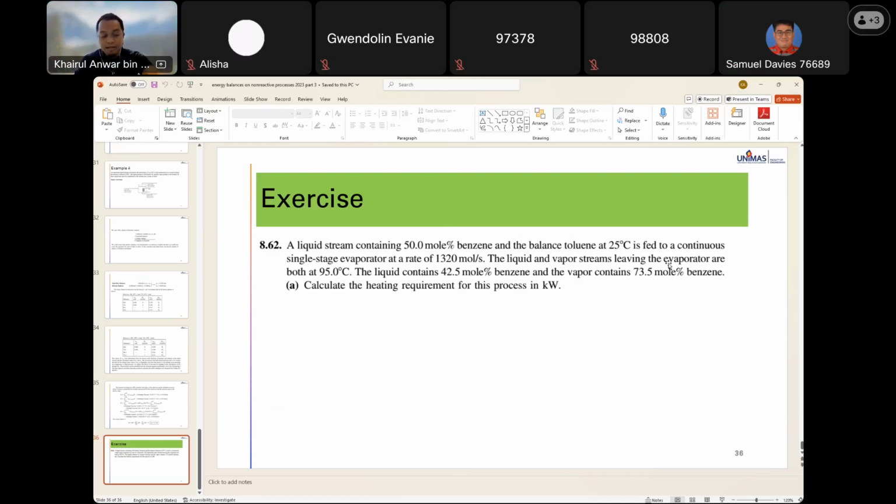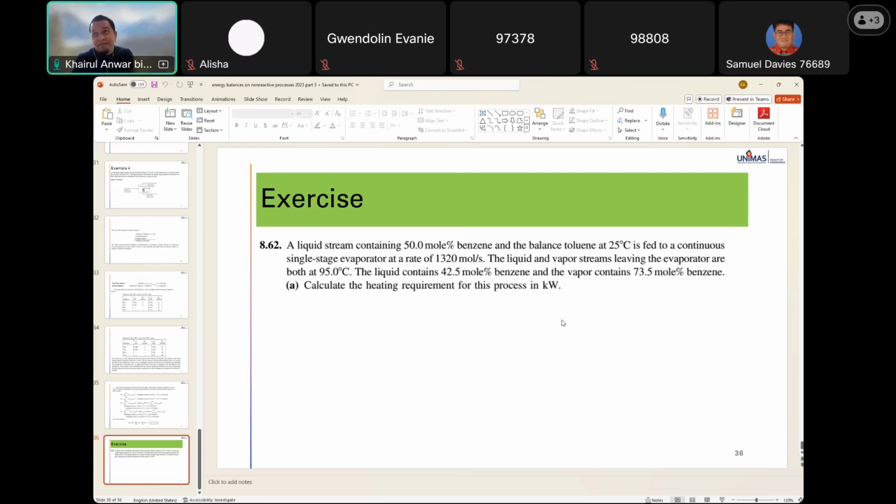The answer is 2.42 times 10 to the power 4 kilowatt. Is there an answer? Yes, either is accurate, 2.41 or 2.42.